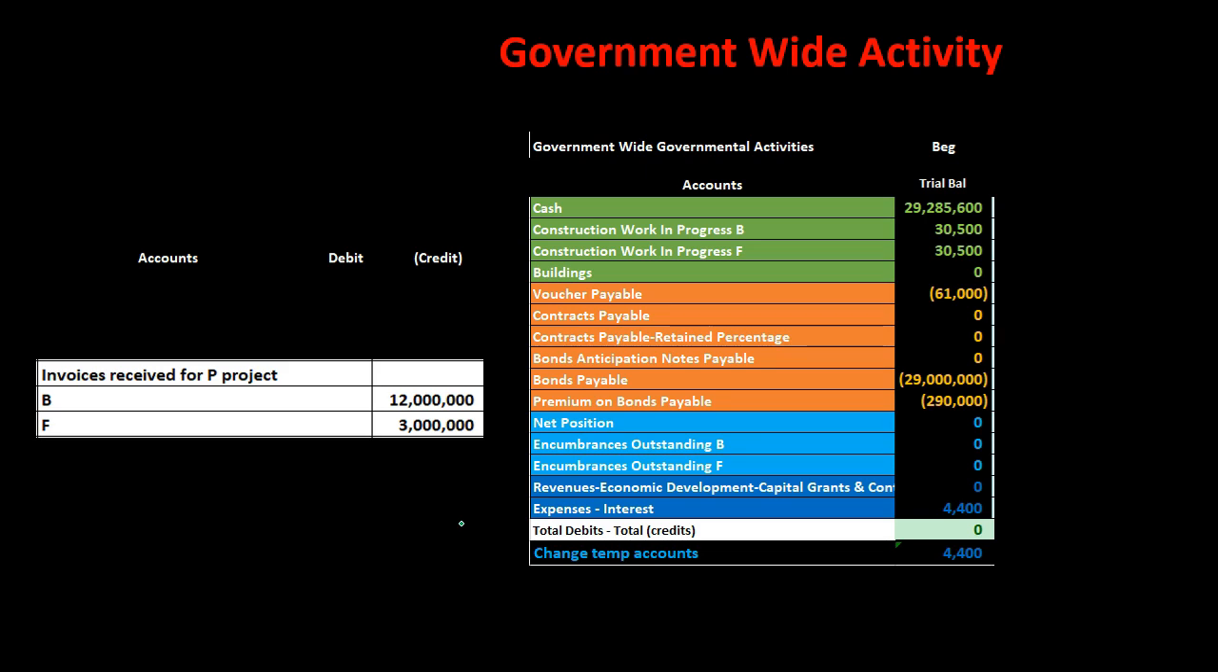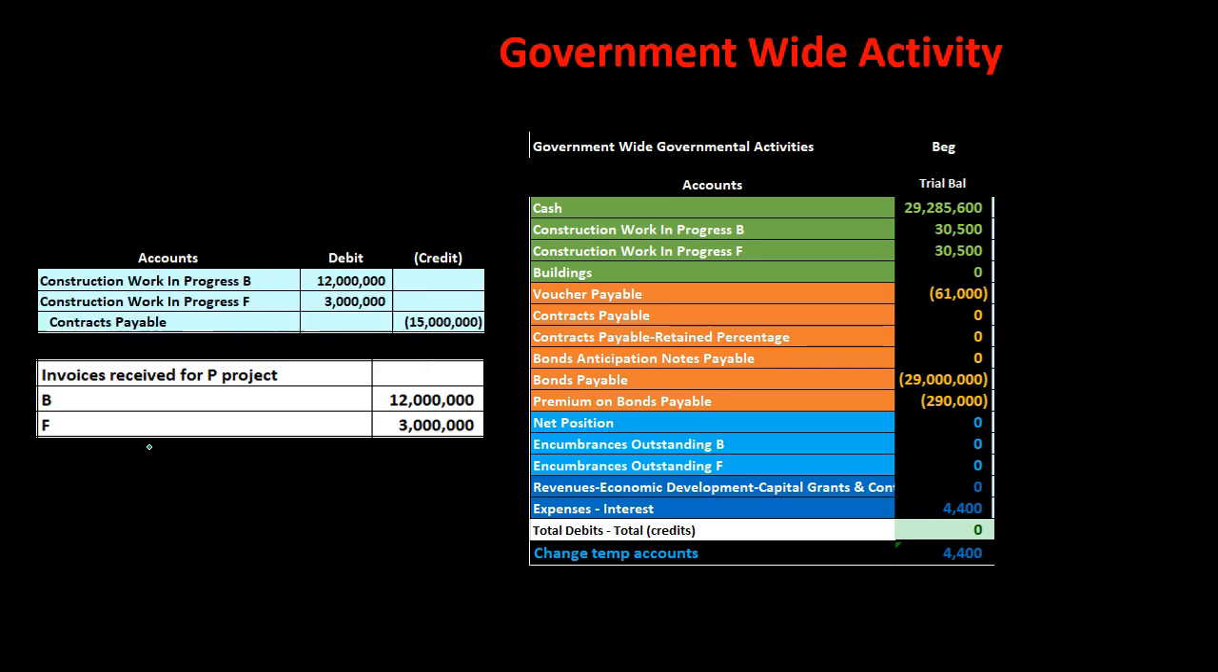Back to the government-wide activities. Now we have invoices received for P project. P project is a capital project, and therefore in the government-wide activity, any invoice is going to go towards the thing that we're making, the capital project we're making, in this case, a building, some type of long-lived asset, and therefore we're going to put it into the work in process account. So we're going to put this into work in process for B and F. So this is the invoices received for the two projects.